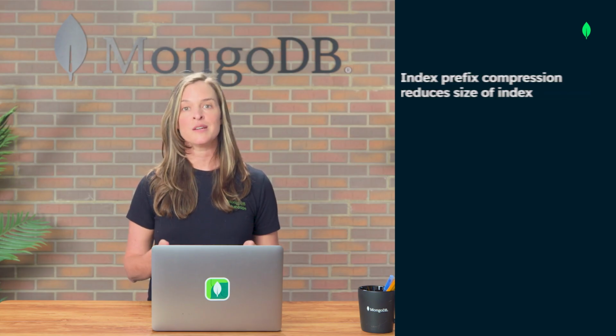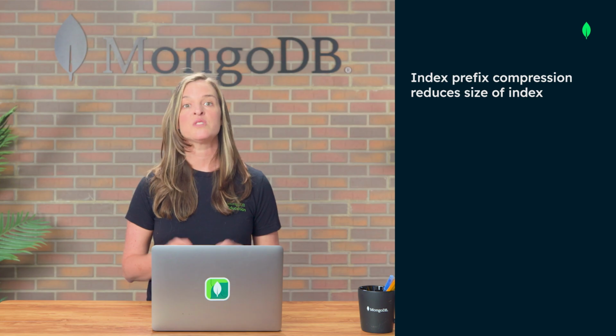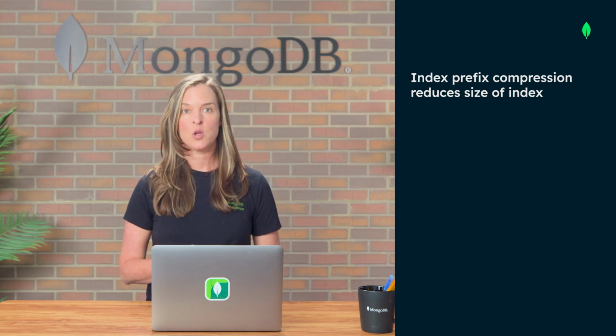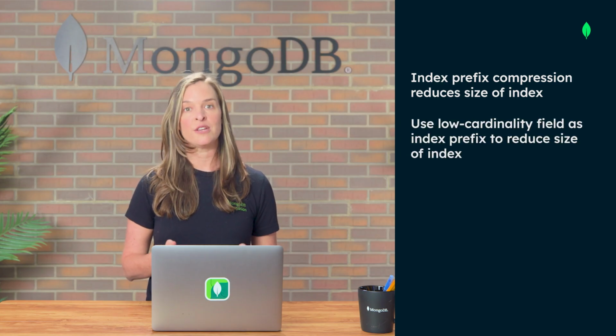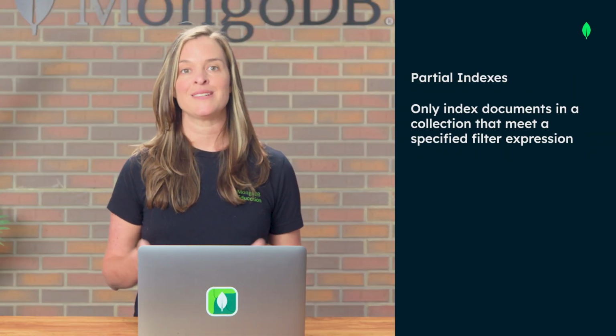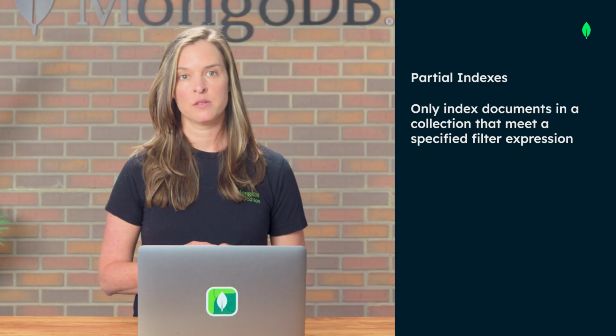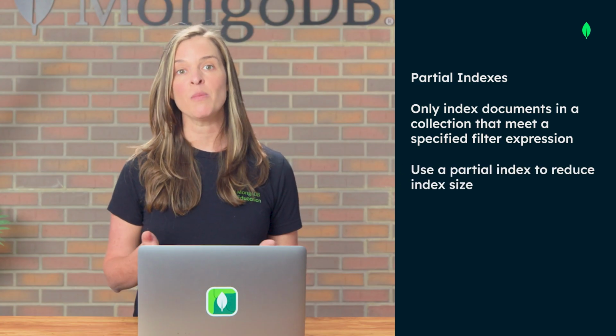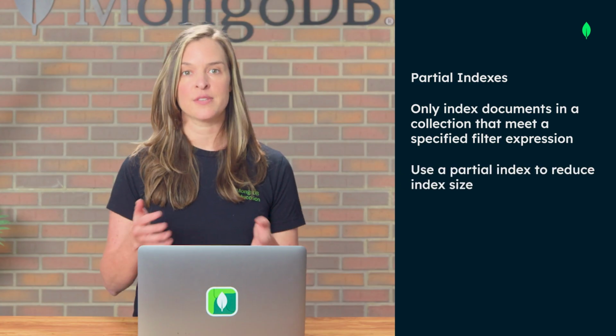MongoDB uses index prefix compression to reduce the size of an index. When our query patterns allow, and we have more than one equality match, use a low cardinality field as the index prefix to further reduce the size of an index. Partial indexes only index documents in a collection that meet a specified filter expression. Use a partial index whenever possible to further reduce the size of an index.